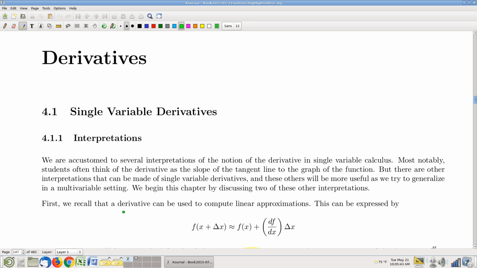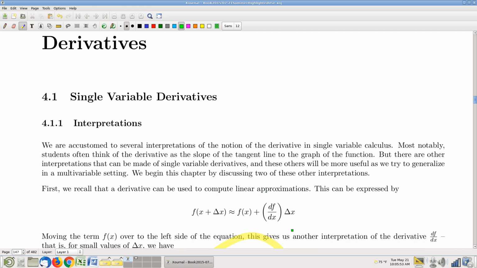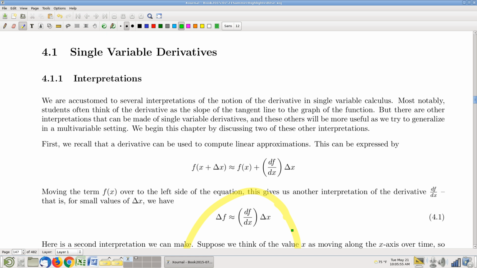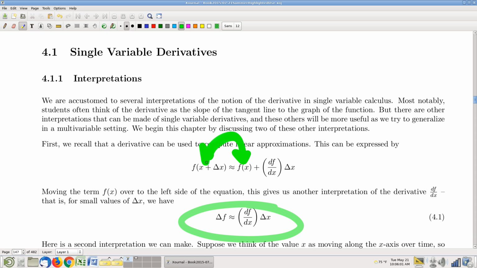So here we go. Y'all remember this formula for linear approximations of a single variable function, right? Hope everybody remembers that. And an easy twist on that is this formula, right? That how much the function changes, namely the difference between these two values, delta f, is approximated by that formula right there, namely the derivative df dx times delta x.